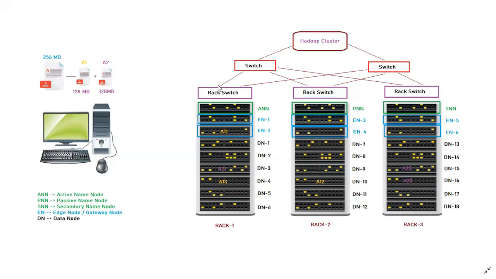Now every rack has its own identity, a rack switch. Each rack switch has a unique ID. Let us say we have three rack IDs as unique IDs, and there are two core switches, and the core switches also connect based on the availability of resources.